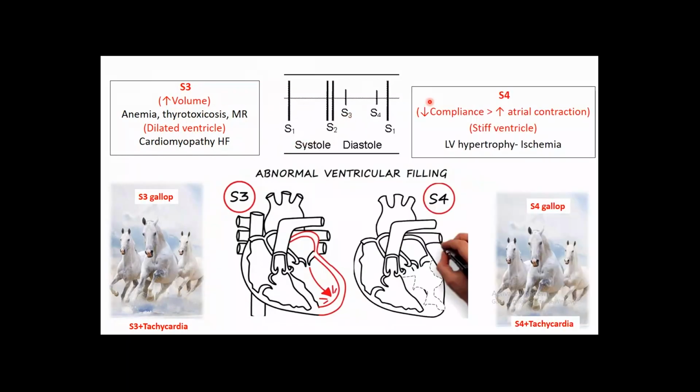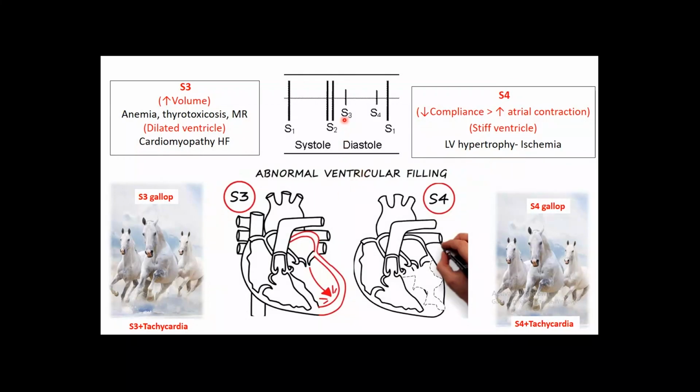On the other hand, exaggerated force of atrial contraction during the late filling of the ventricle during diastole is called S4. This is caused by a stiff ventricle, leading to decreased compliance of the ventricle and increased force of atrial contraction that becomes high enough to be heard, causing S4. This stiff ventricle might be caused by ventricular hypertrophy, like in patients with hypertension or aortic stenosis, or in ischemic myocardium.